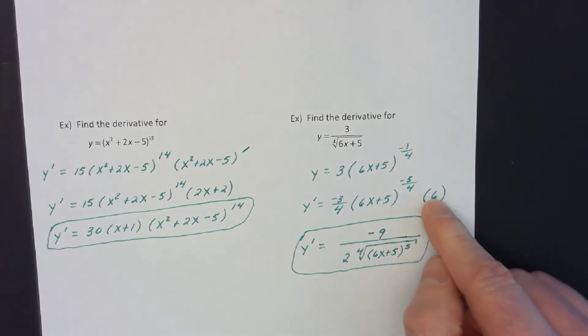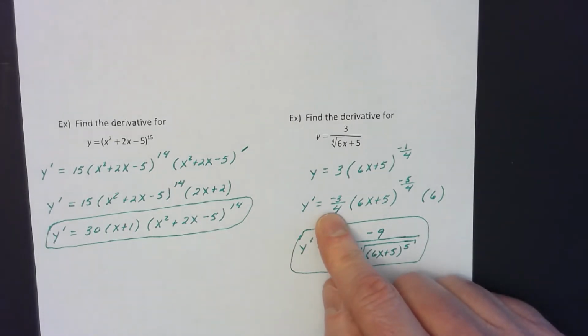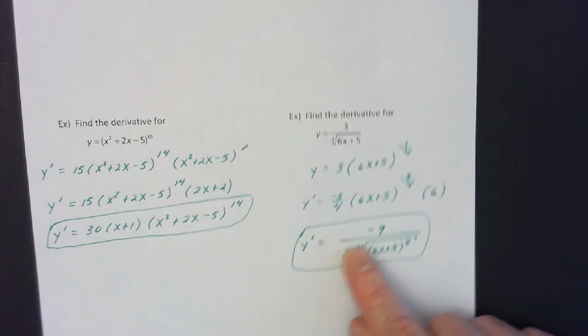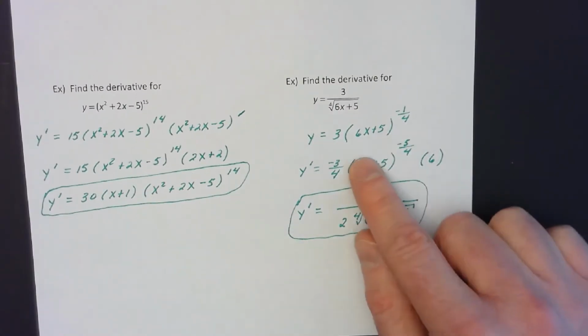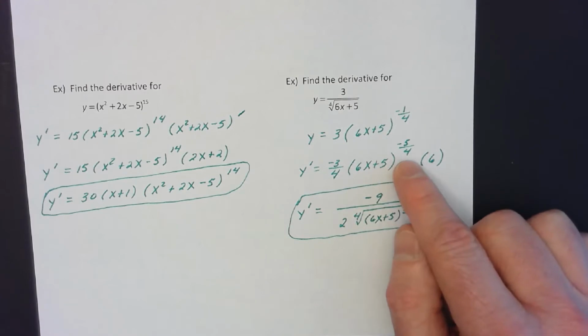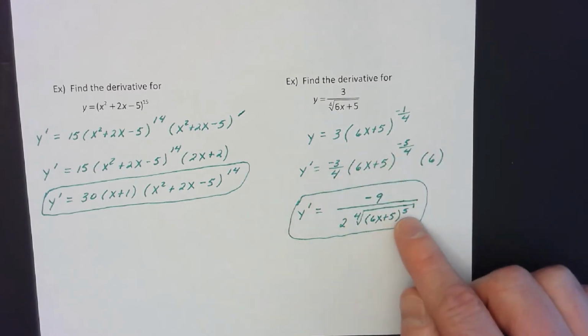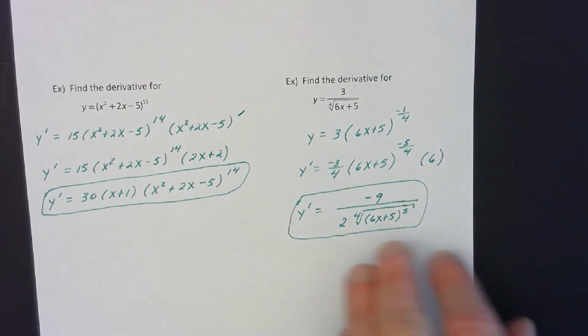Now I need to simplify. Well, that's 6 times the negative 3 over 4. That would give me negative 18 over 4. And I know negative 18 over 4 reduces down to negative 9 over 2. Notice that's where that comes from. Negative 9 over 2. Then I needed to understand, because of this negative exponent, that this group belongs in the denominator. It's going to be the 4th root of 6x plus 5 to the 5th power in the denominator. And then I would have my final gorgeous answer there.